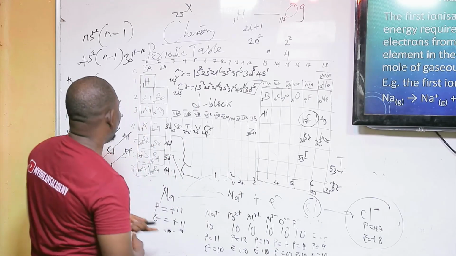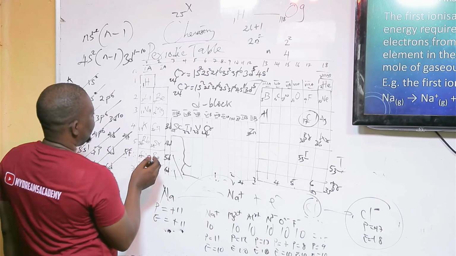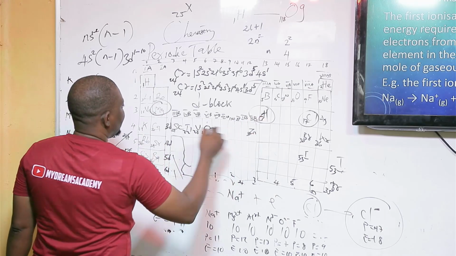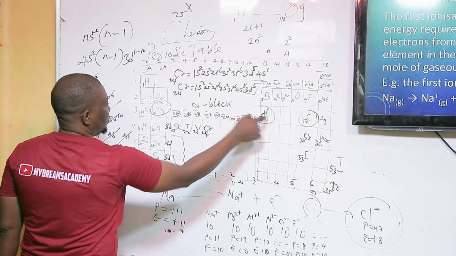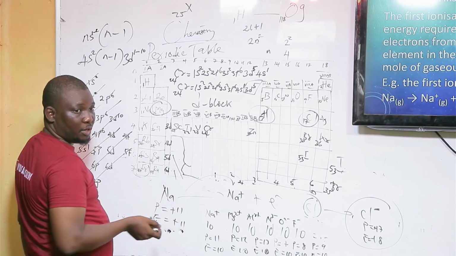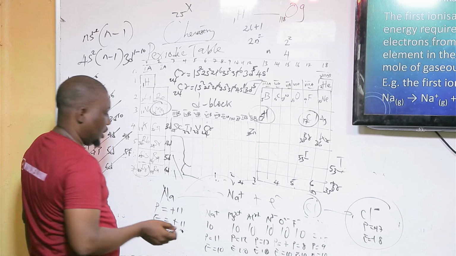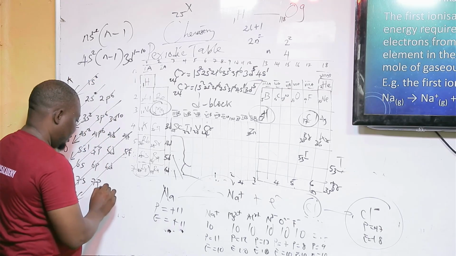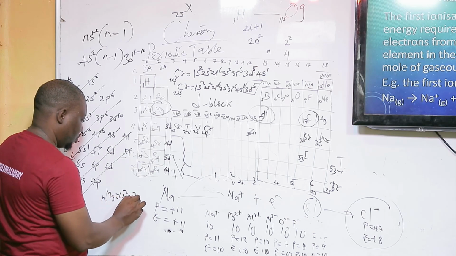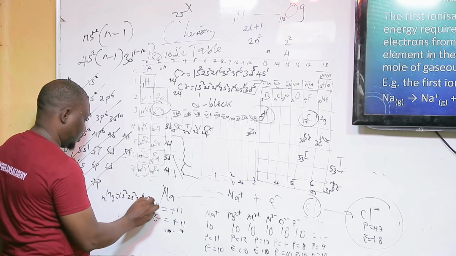Maybe I'll give one example. Let me use magnesium and aluminium, 12, 13. So these two, it could have been this, but now it's magnesium. Why? In the electronic configuration, if you look at magnesium, magnesium is 1s2, 2s2, 2p6, 3s2.